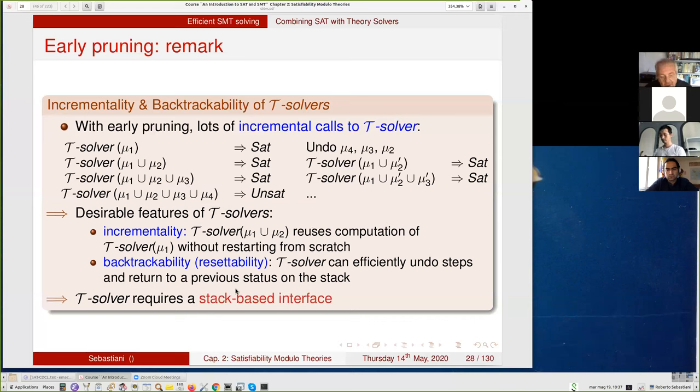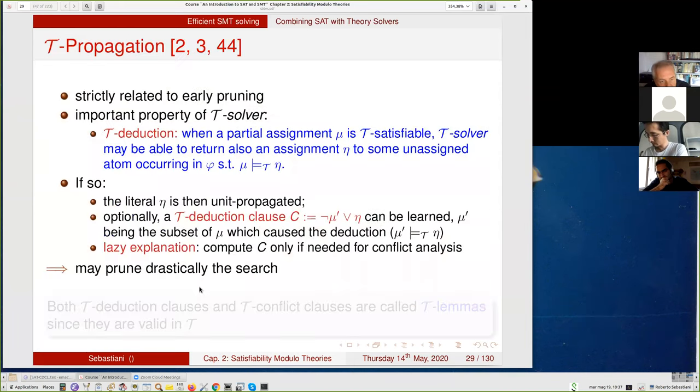So the theory solver overall requires a stack-based interface. This is very similar to the notion of incrementality in SAT, right? So you need popping and pushing. It's not a standalone function, but a stack-based interface. You pop and push something. Okay? Push and pop. And here comes the famous T.